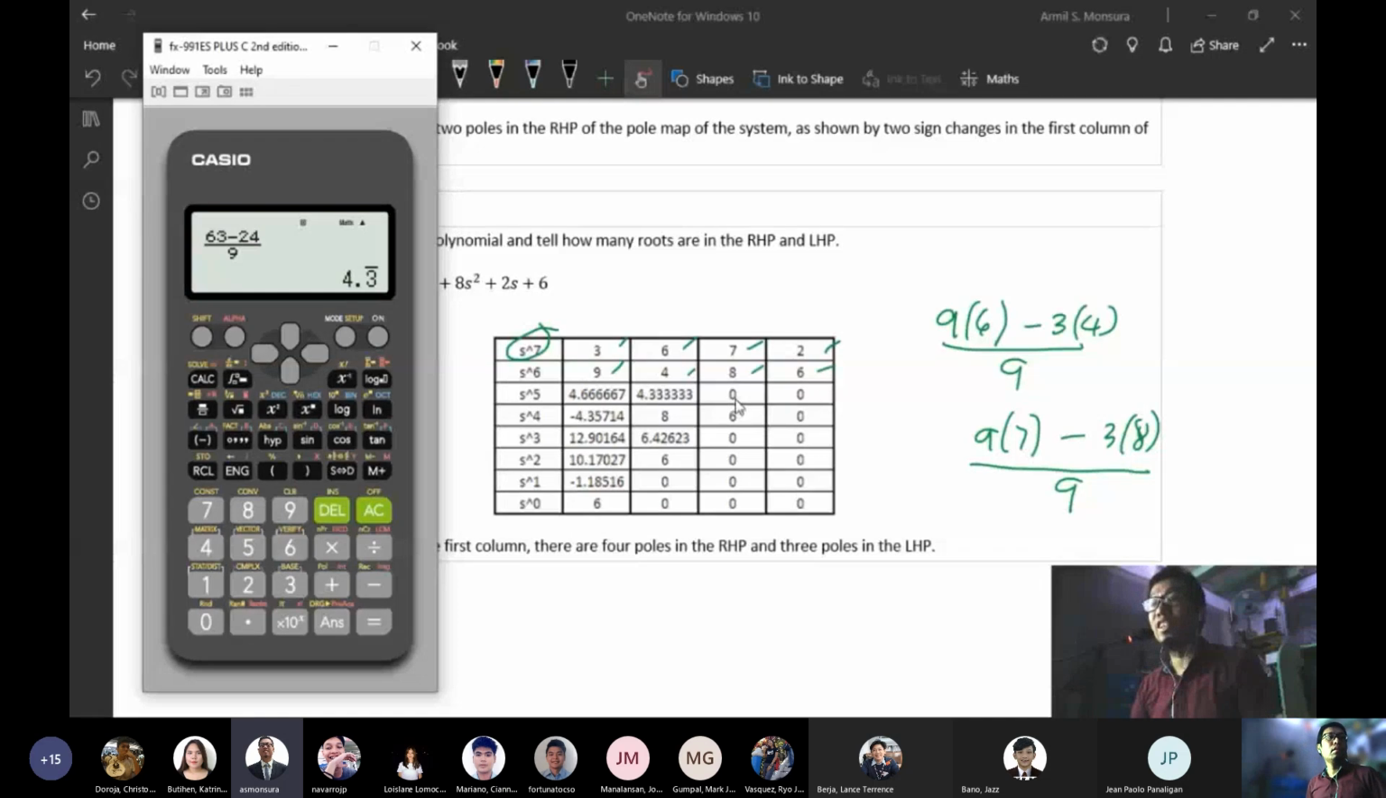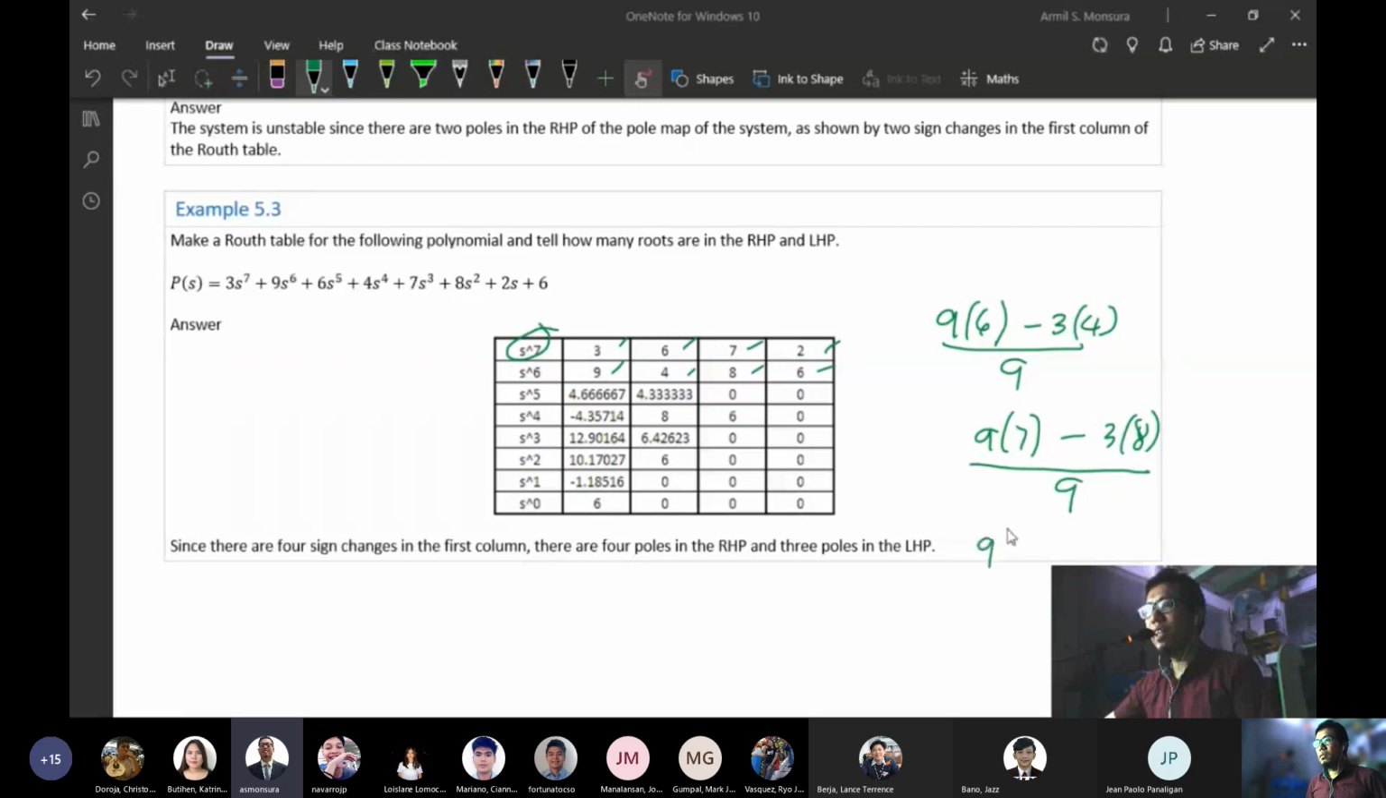Then, obviously, this one is 0... actually, no, it's obviously not 0, because that becomes 9 times 2 minus 3 times 6, divided by 9. And this is 18 minus 18. So that's 0, so this becomes 0. And this is the one I said is already 0, because the one after it is also 0.